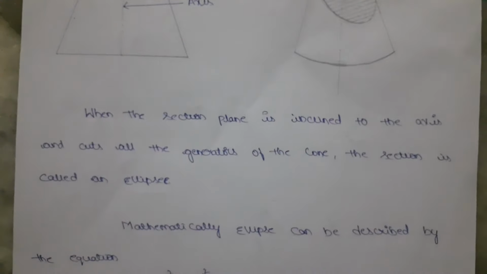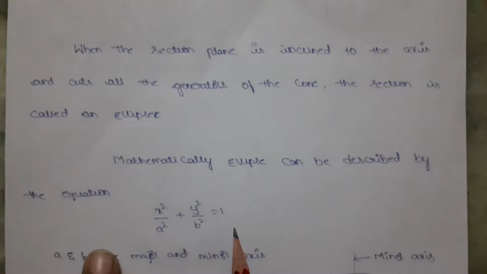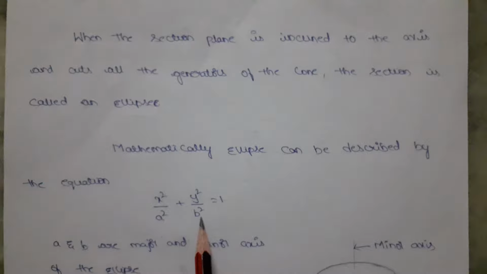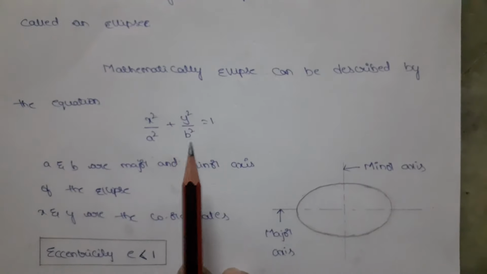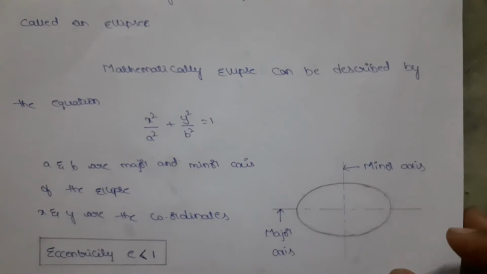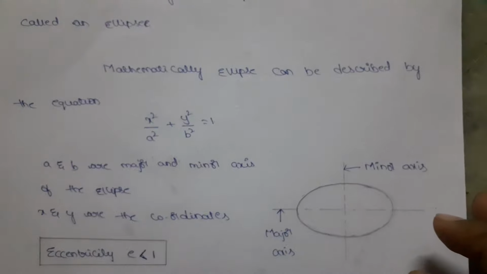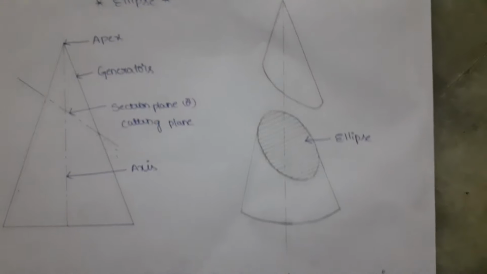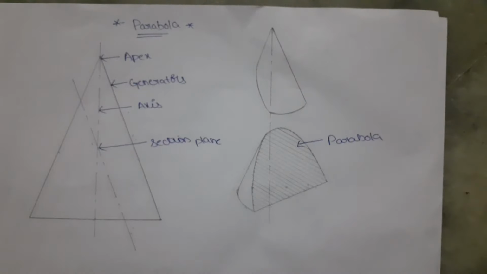Mathematically, an ellipse is described by the equation x square by a square plus y square by b square is equal to 1. This is the mathematically derived expression for an ellipse, and here a and b are the major and minor axis for the ellipse. This is the major axis and this is the minor axis, and x and y are the coordinates of the ellipse. For an ellipse, the eccentricity value will always be less than 1. This is about ellipse.